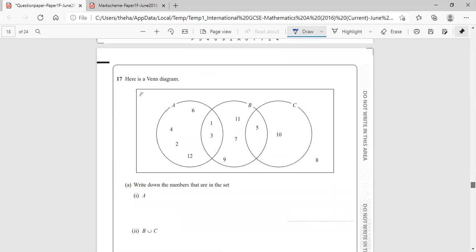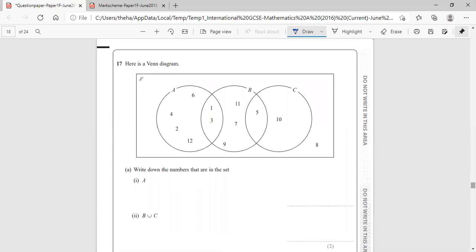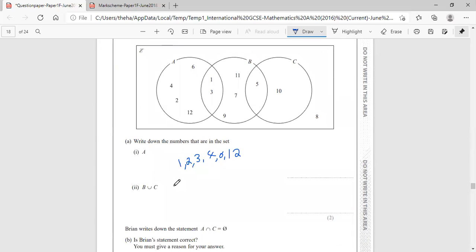So, number 17, here is a Venn diagram. Write down the numbers that are in set A. So that's just everything in set A. So in the set A, we'll write them in numerical order. So we've got 1, 2, 3, 4, 6, and then 12. So that's 1 mark.